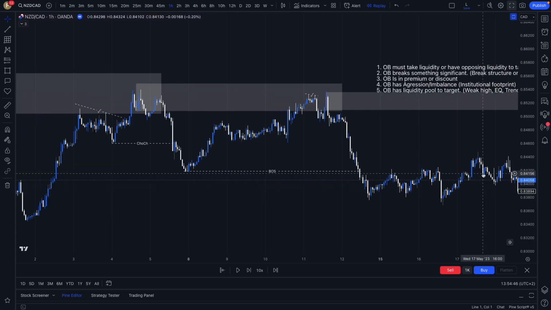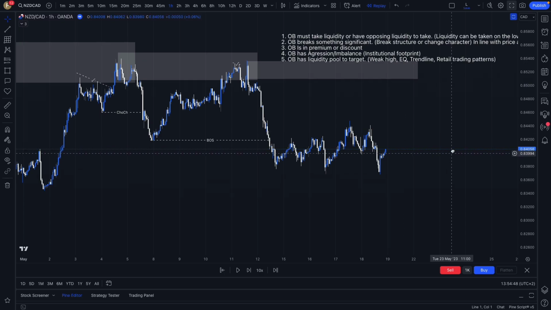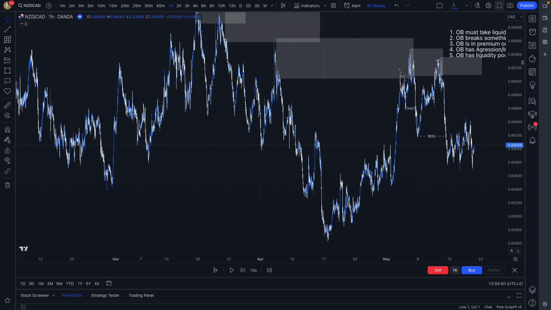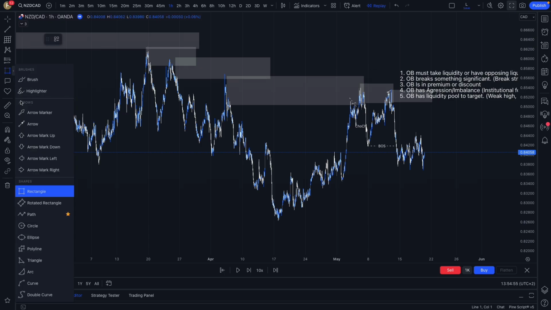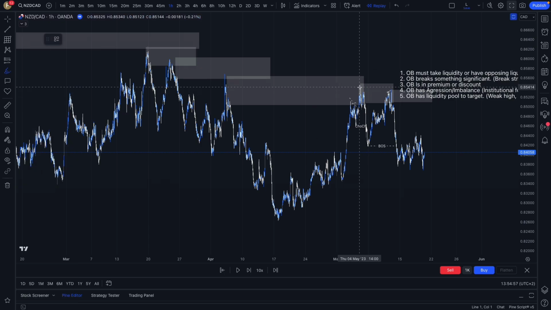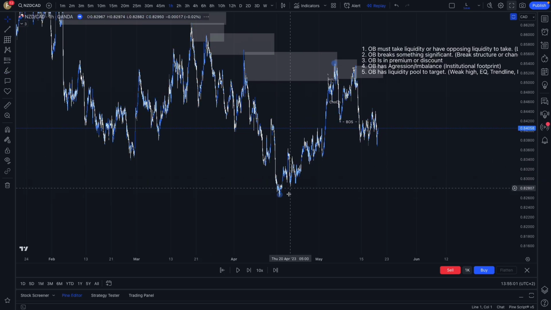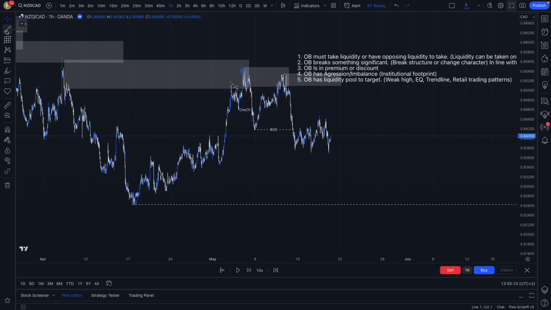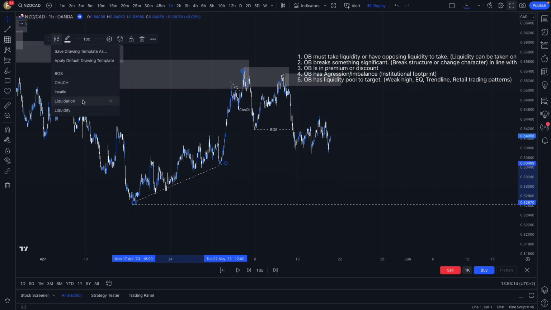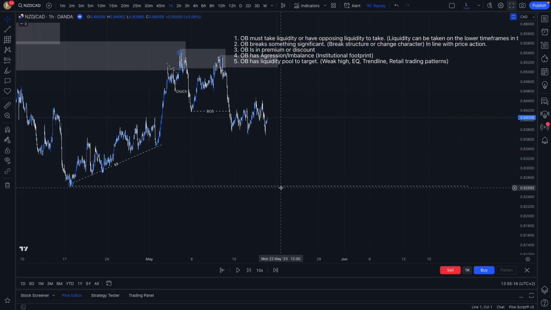And do we have a liquidity pool to target? Well, when we zoom out, what was our last high? It was right here, and the low that put in that high is right here. So if we're in a downtrend, this low right here is weak. So we call this a weak low. We can also see that right here we have all this sell side liquidity ready to be taken out. So this right here will be our target.